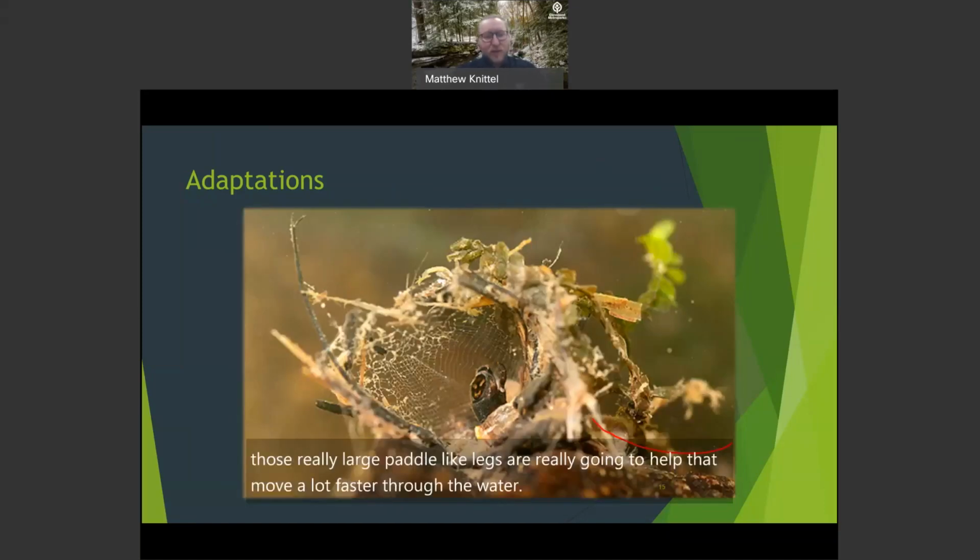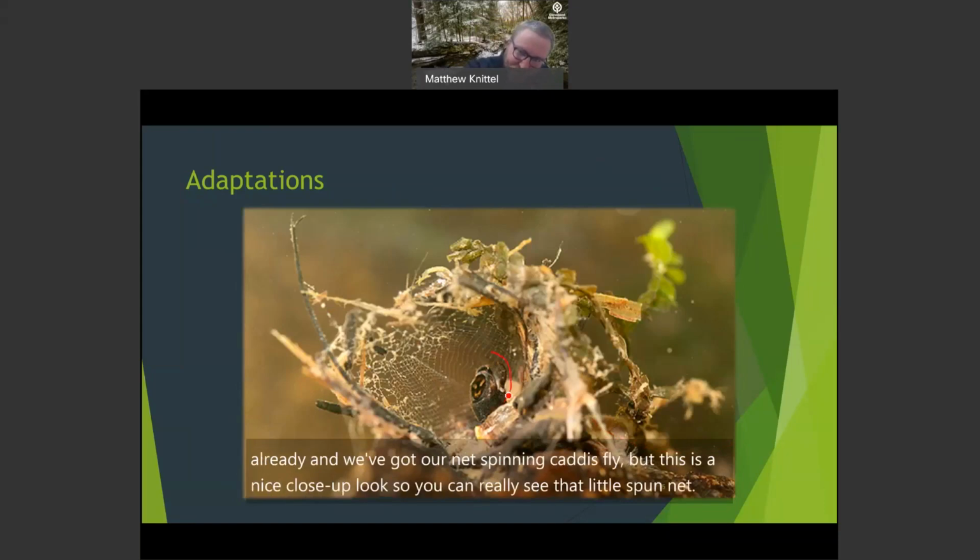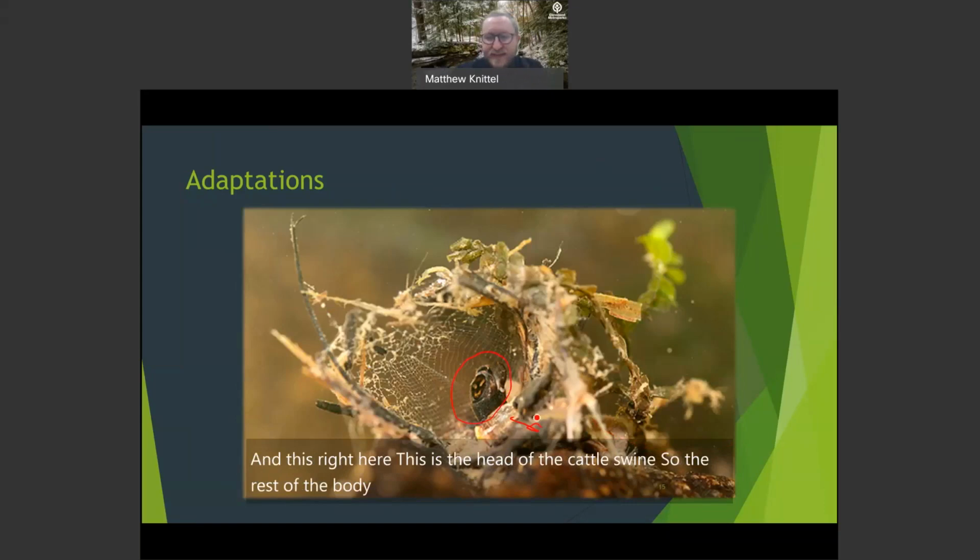All right, this is another one I've talked about a few times already, our net spinning caddisfly, but this is a nice close-up look, so you can really see that little spun net. And this right here is the head of the caddisfly, so the rest of the body is further down in this little case that it's made, but you can clearly see that net there, and that's what's going to catch and hold on to that organic material as it's floating downstream. Then the caddisfly can just safely stay inside of that little area and chow down on the food as it comes to it.